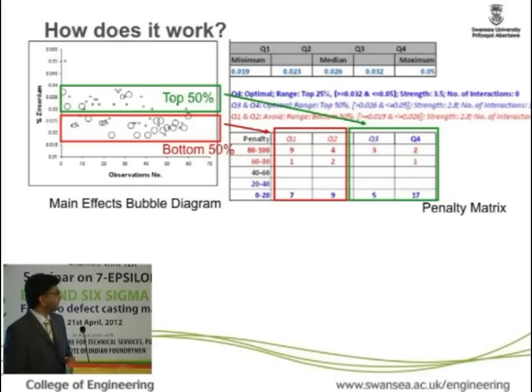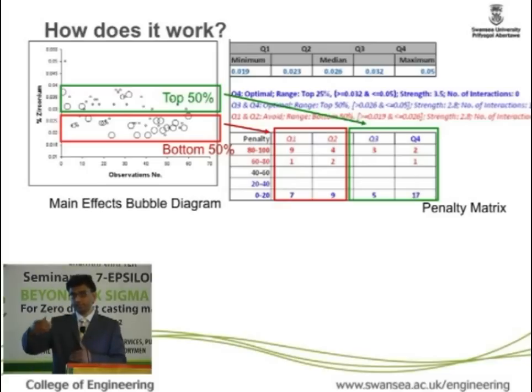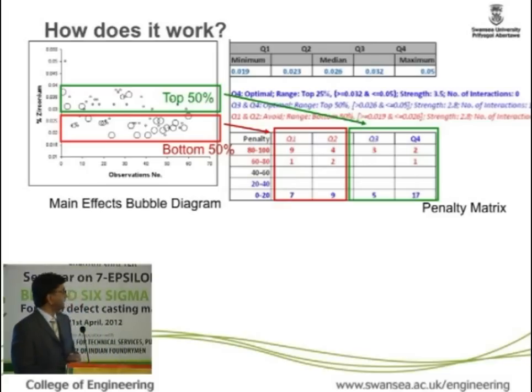You can watch individual quartiles as well, but then you can see that there are only 5 components which are bad if you add high zirconium. And then there is one with intermediate penalty, and then you got 17 plus 5, that is 22 observations with 0 penalty or 0 to 20 penalty.